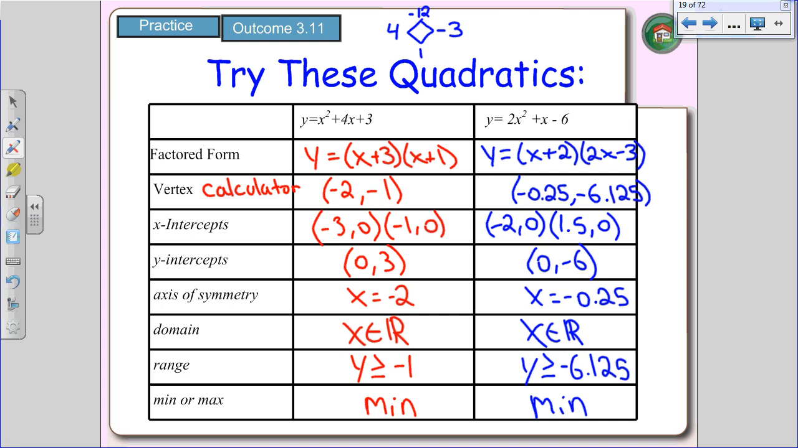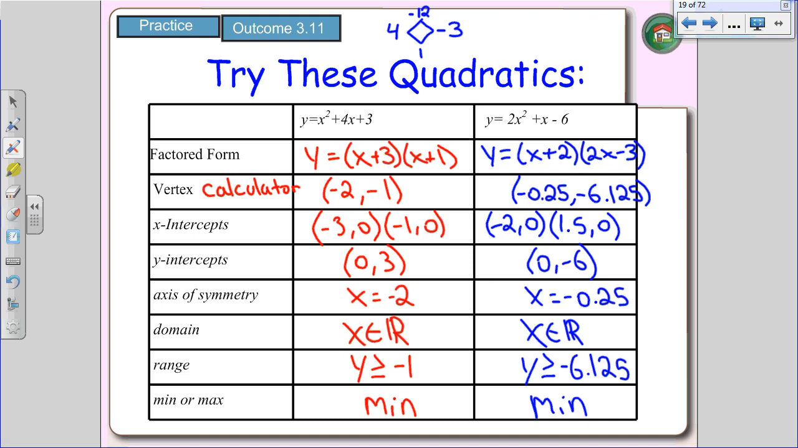The x-intercepts you could solve with just your calculator, or you could solve using factored form. X-intercepts always have y values of what? 0. So if I went back into my factored form and changed y to be 0, then you know the answers are going to be -3 and -1. That turns out to be my x-intercepts. So you can solve them algebraically, or you can solve them using your calculator.